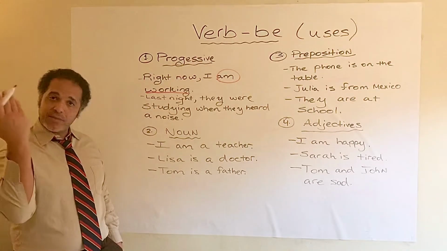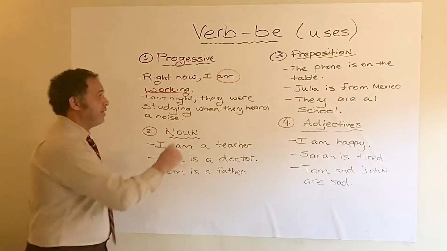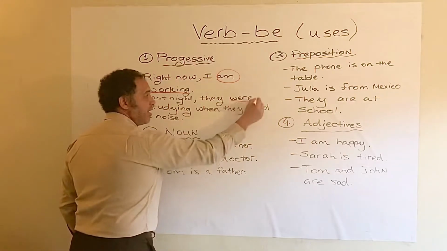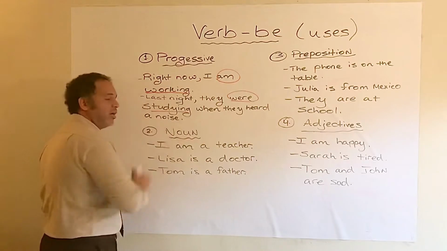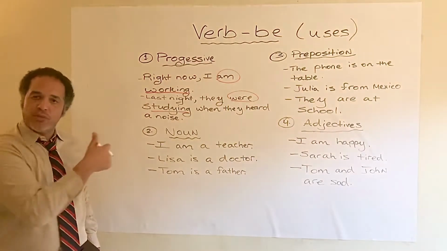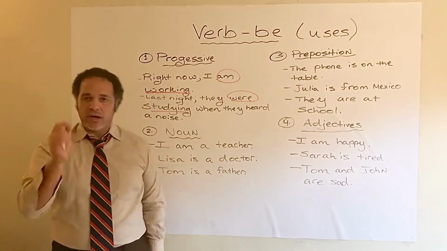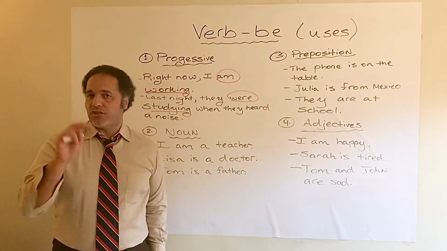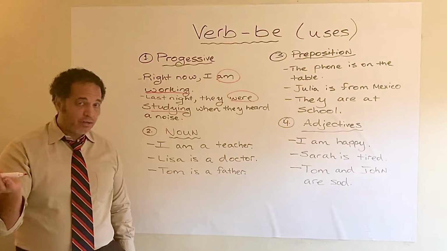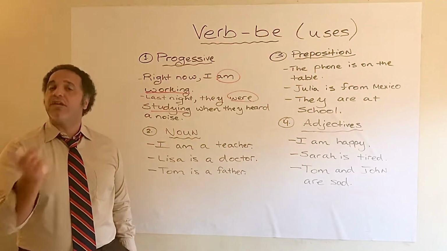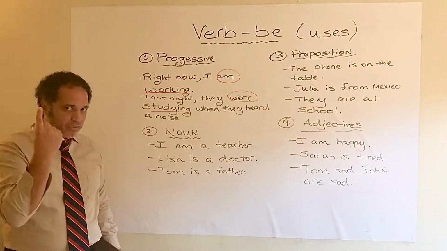Now, if you were talking about something which is in the past, last night they were studying when they heard a noise. So this is the first example of when we use the verb be. It's when the second verb is an ing. And again, if it's not a gerund or possibly an adjective, then we should use the verb be. That's the first one.